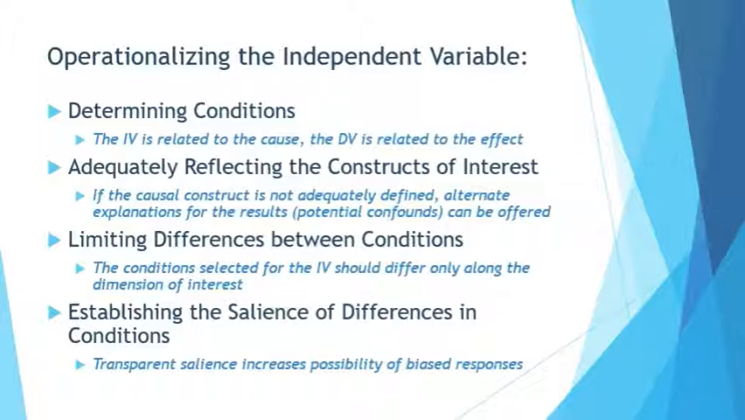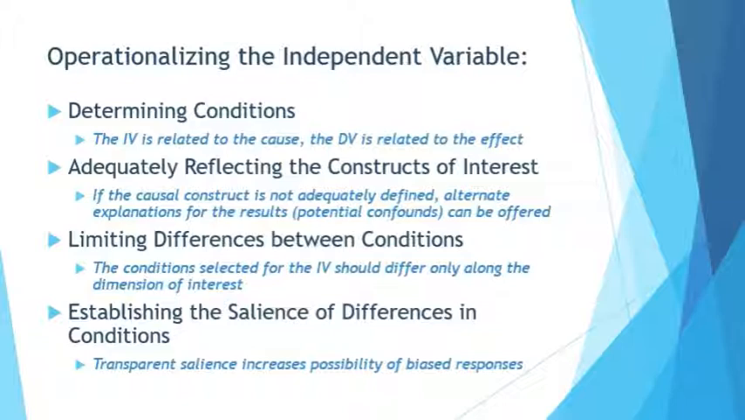This process is to state the research question so clearly that there are no alternate explanations for the cause of an effect. When the conditions vary on a dimension other than the intended dimension, a confound is said to exist, and it is not possible to ascertain whether the construct of interest or the confound is the cause of the effect. Third, limiting differences between conditions.